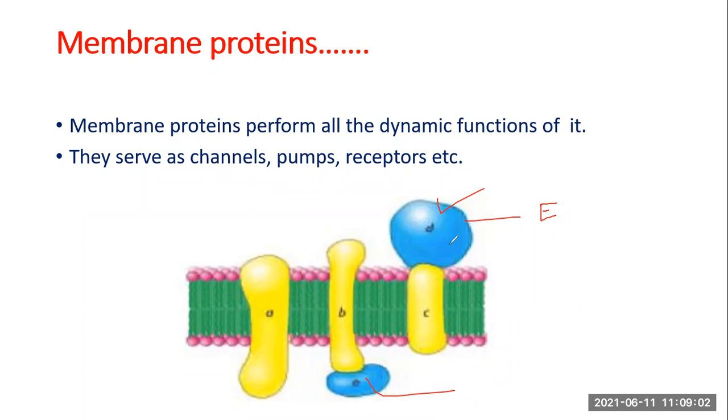So the ones in blue are extrinsic proteins, and the ones in yellow, A, B, C, these are intrinsic or integral or membrane spanning proteins. They are deeply embedded. In fact, they are crossing the entire width of the lipid bilayer. So therefore, they are also called membrane spanning proteins. So these two types of proteins are there. And what are their functions? The membrane proteins perform all the dynamic functions of the membrane.